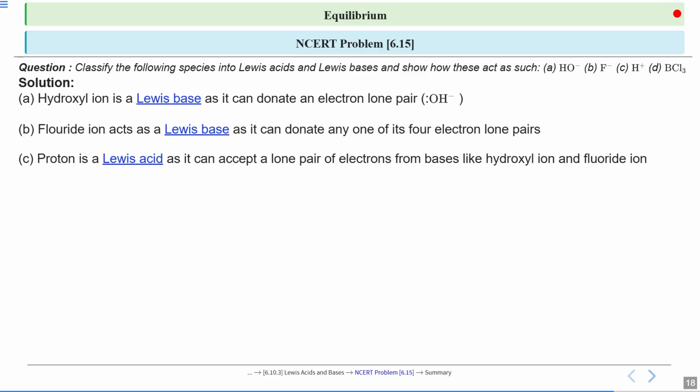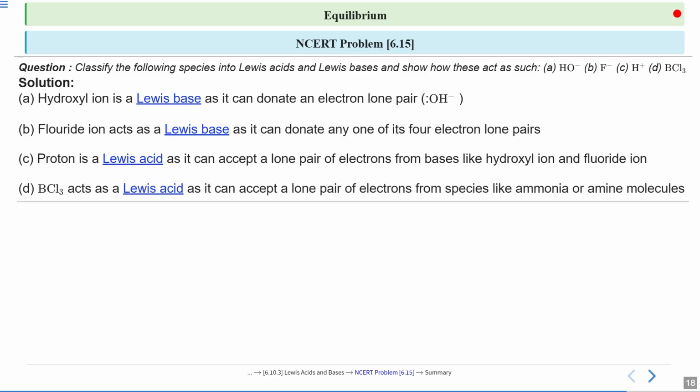But what about BCl3? Similar to boron trifluoride, it will also have a sextet, or an incomplete octet. As a result, it will accept electrons and hence act as a Lewis acid, like boron trifluoride. Again, if I ask you what species can donate electrons, you can take ammonia or an amine molecule as a base for this Lewis acid.